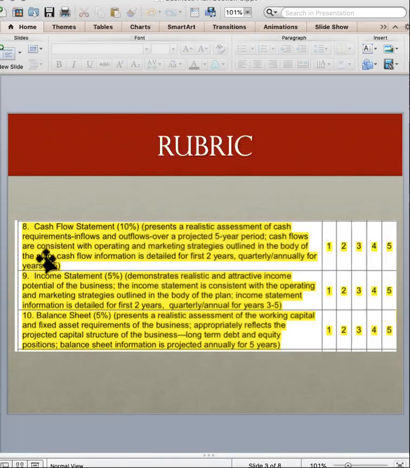Finally, the cash flow statement, or point 8 on the rubric, needs to present a realistic assessment of the cash requirements, both the inflows and outflows over a minimum 3-year period. Once again, the first year is detailed or month by month, and the second 2 can be just annually. These need to be consistent with operating and marketing strategies outlined in the rest of your business plan.